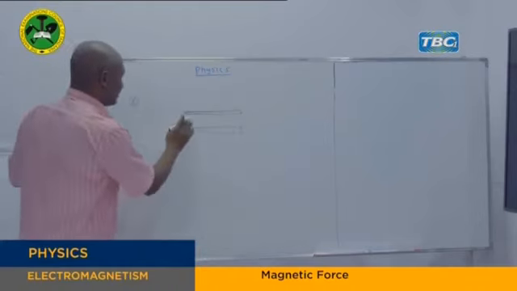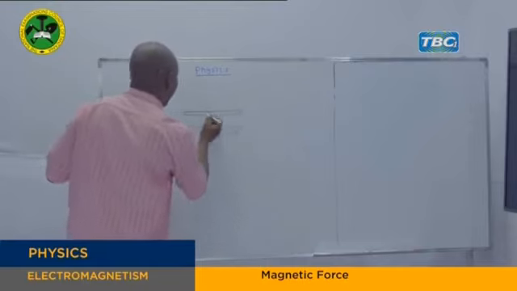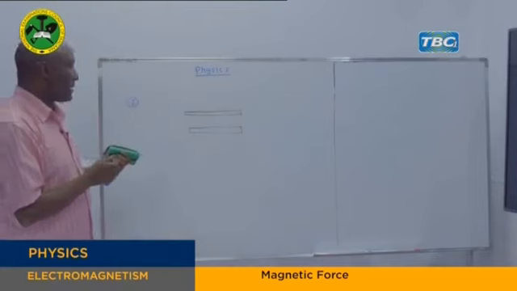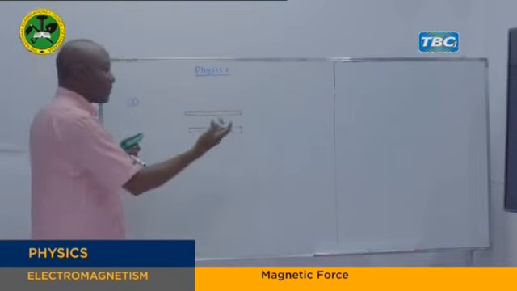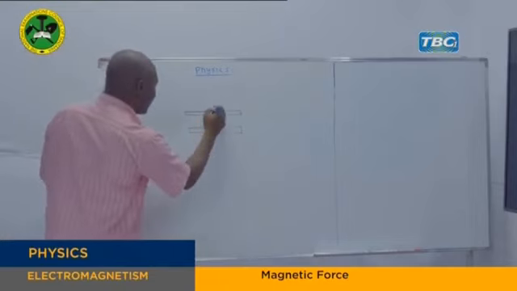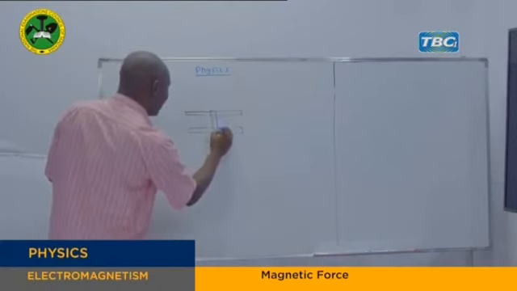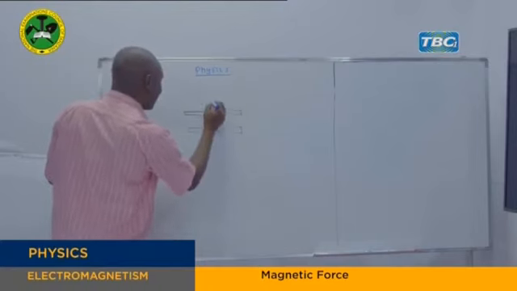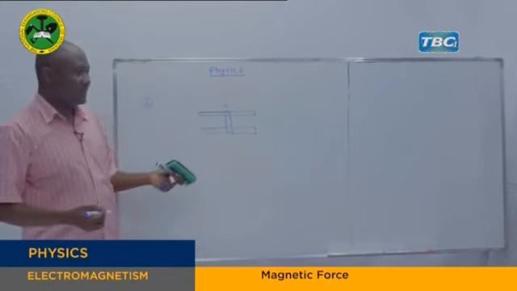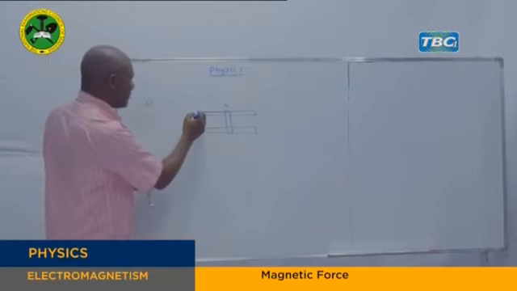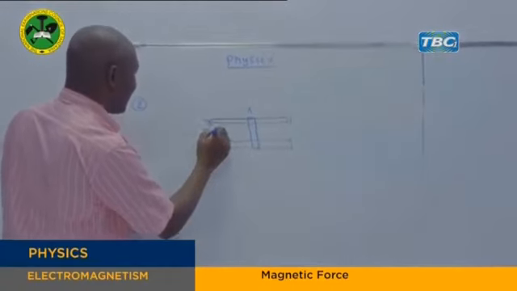These are two bars of copper, and these are rails of copper. These are metals. We have a certain material, X, resting on top of these other copper rails. The distance between the two is given as 5 centimeters.